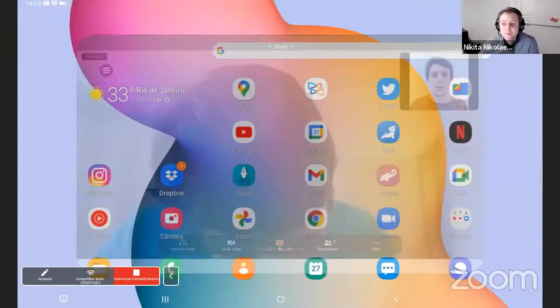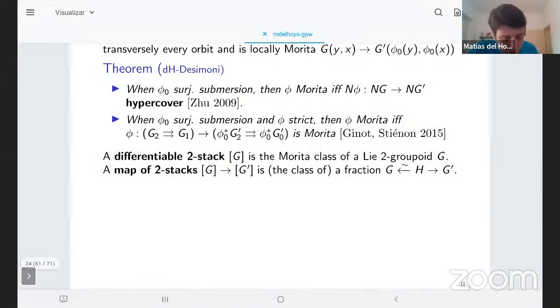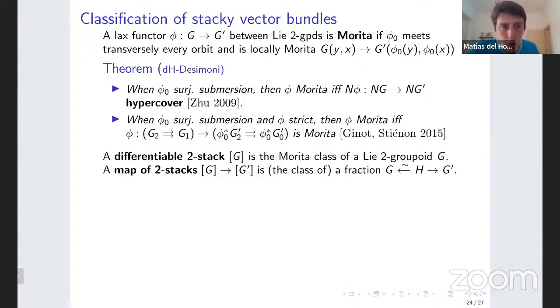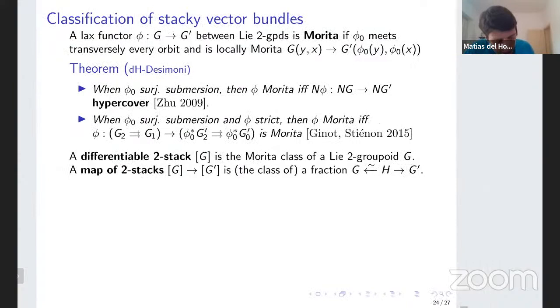I was just finishing, sorry. I don't know when you lost me, but I was saying that we have a notion of equivalence between Lie groupoids that is compatible with those of Chen Chang and Greg and Matthew, and then we work out in a reasonable way the generalities of 2-stacks and maps of 2-stacks, and what we gain using the general linear 2-groupoid is this theorem classifying stacky vector bundles by what we call the cohomological Grassmannian.